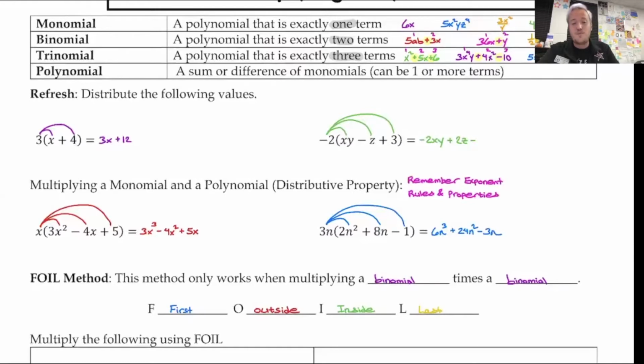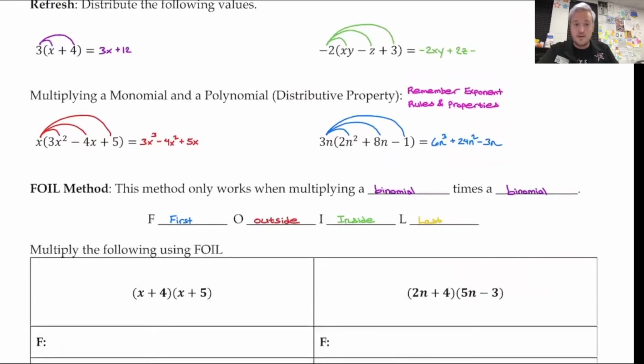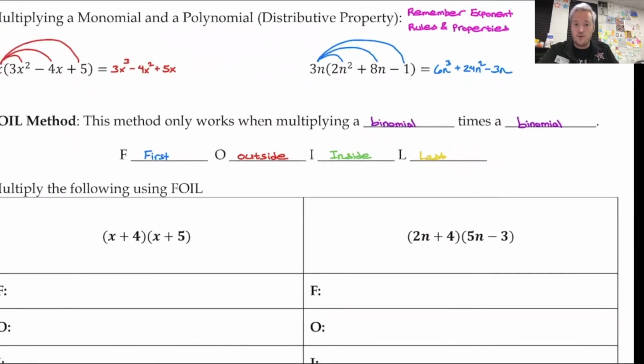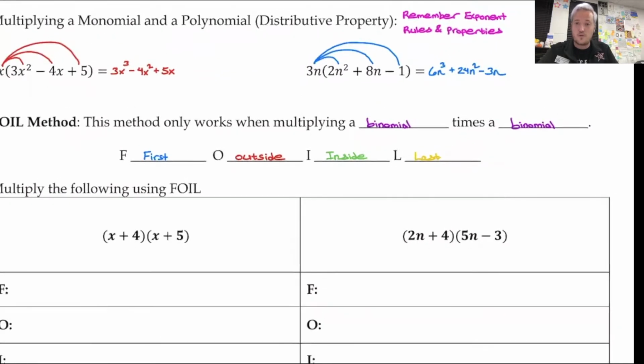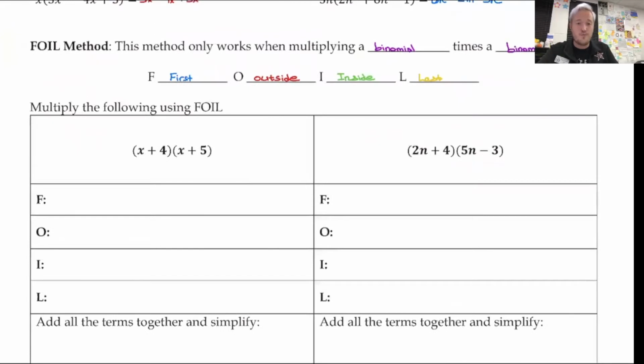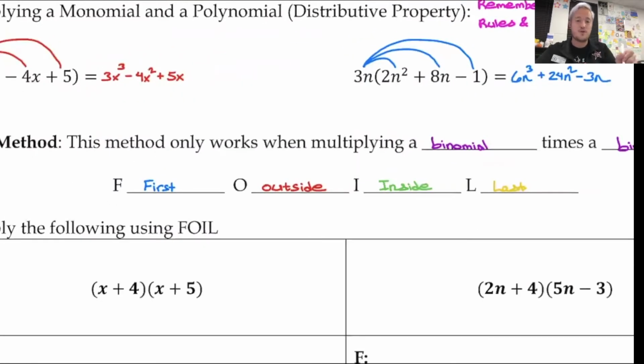So the most common form of polynomial multiplication that we're going to see is a binomial times a binomial. There's a method that we call FOIL, which we use to actually multiply these out. There are two methods. The first one is FOIL, and the next one is the box method. With FOIL, we're looking at the first terms, the outside terms, the inside terms, and the last terms.